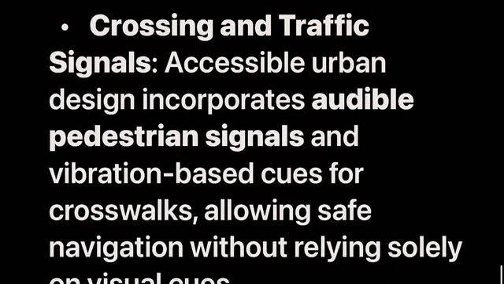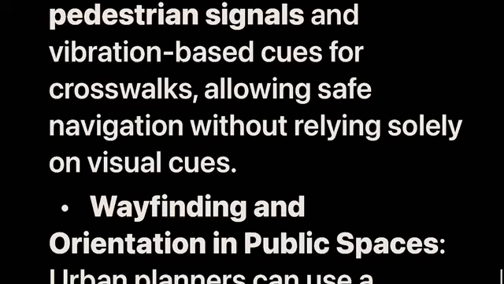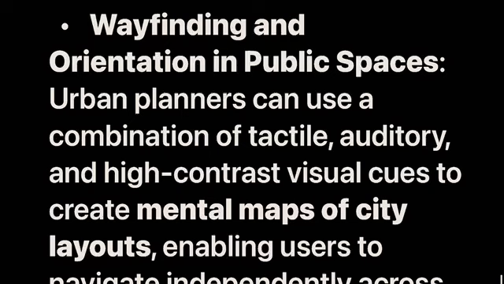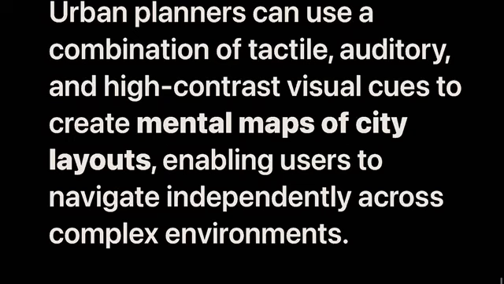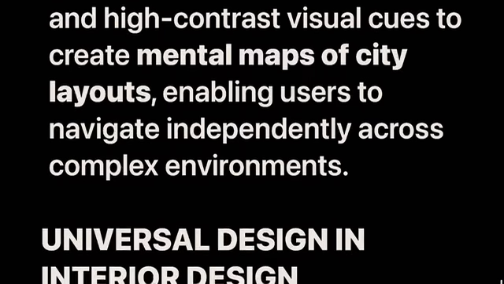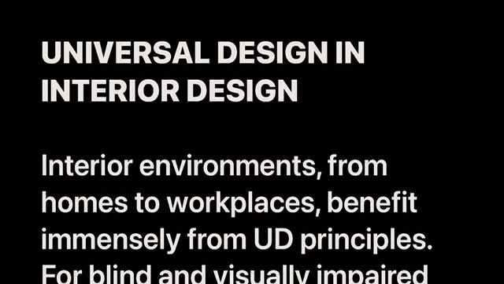Crossing and traffic signals. Accessible urban design incorporates audible pedestrian signals and vibration-based cues for crosswalks, allowing safe navigation without relying solely on visual cues. Wayfinding and orientation in public spaces. Urban planners can use a combination of tactile, auditory, and high-contrast visual cues to create mental maps of city layouts, enabling users to navigate independently across complex environments.